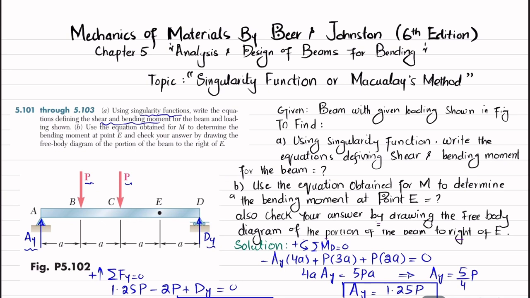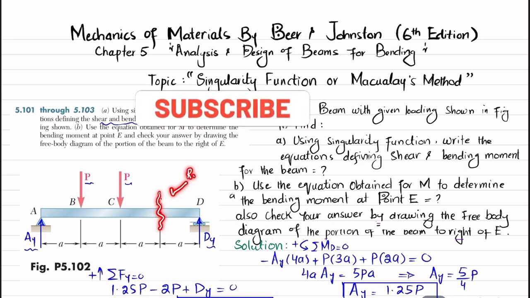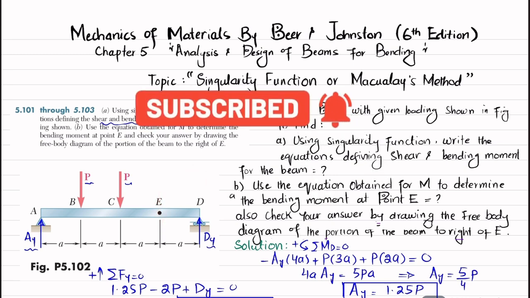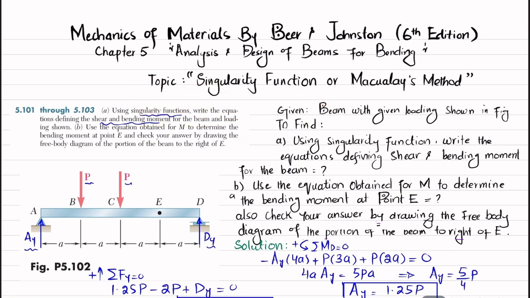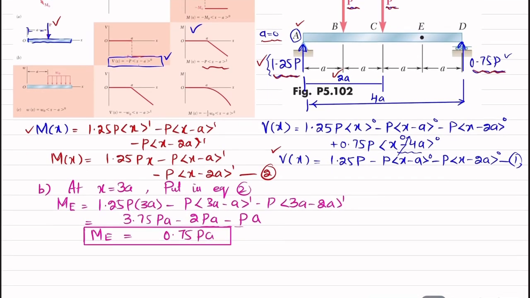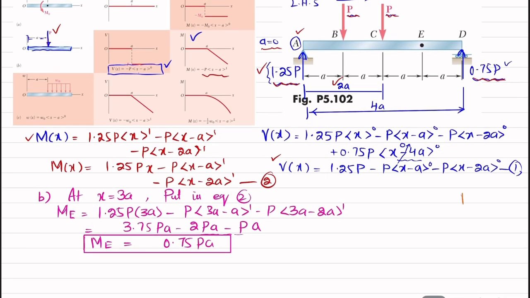Now in third part, we have been asked to check your answer by drawing the free body diagram of the portion of the beam to the right of E. So we will cut the beam over here and draw the free body diagram, because we have been asked to determine the moment taking the right side of the E. Clear? So let me cut it over here. When I cut it at a distance of A and draw the free body diagram, this will be the free body diagram. This is your point D, where you have a load of 0.75 P. Clear? And this is distance of A.